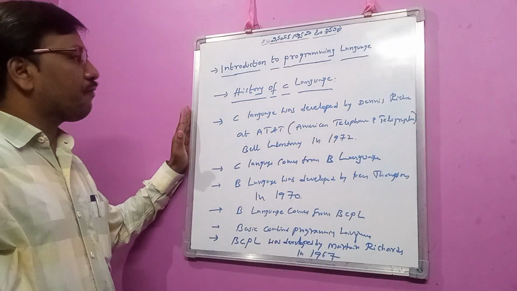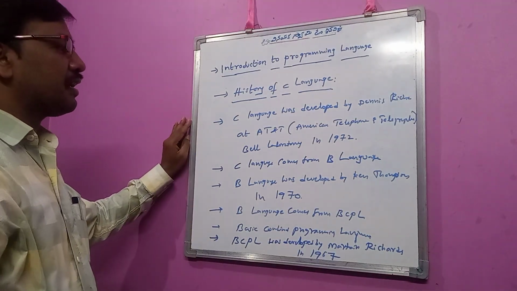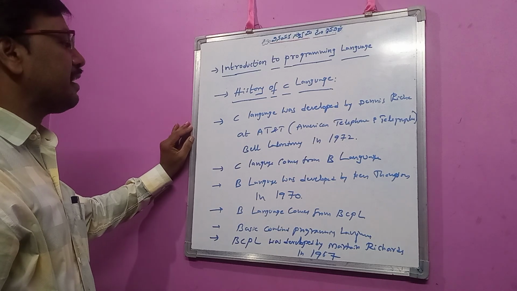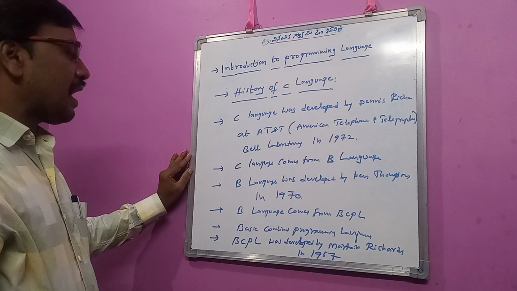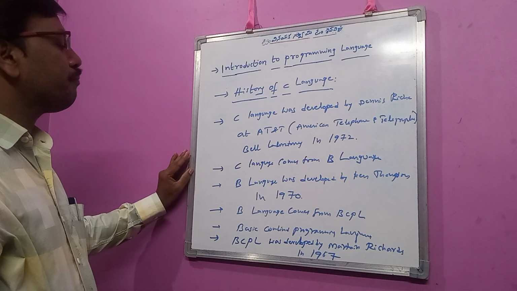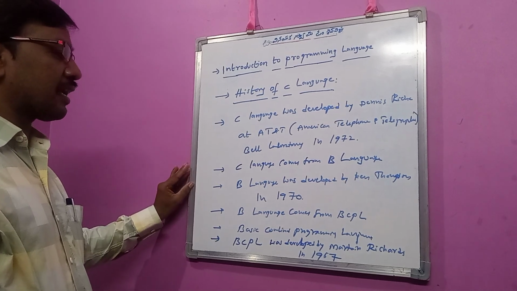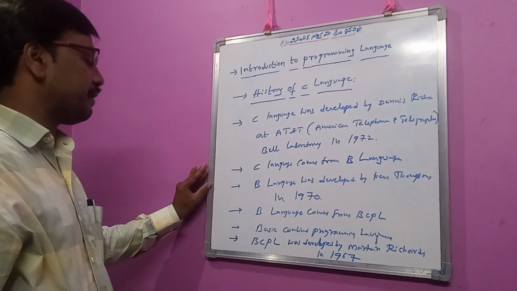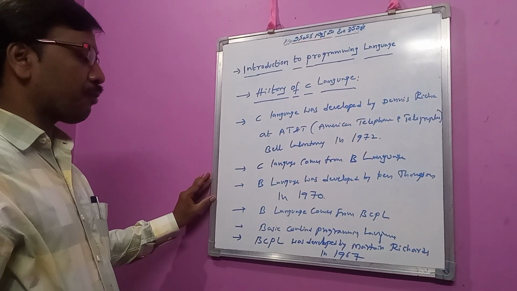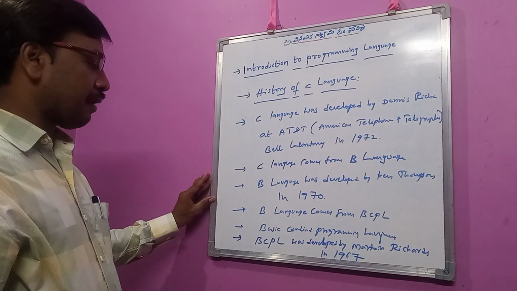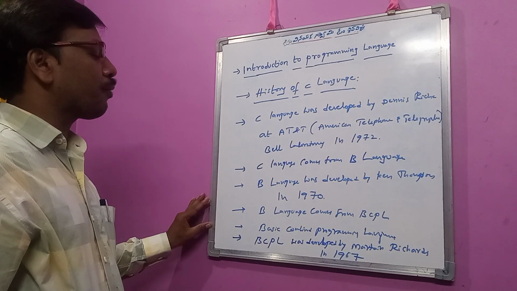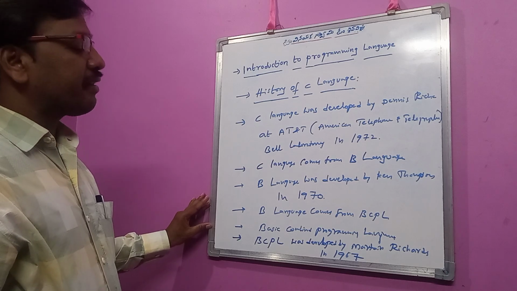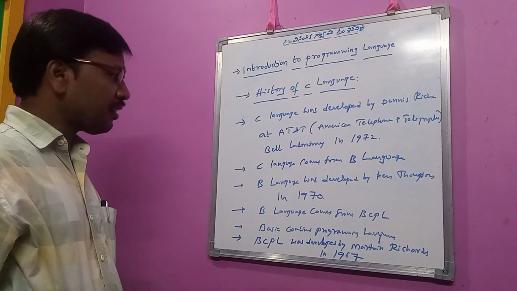This is the history of C language. C language was developed by Dennis Ritchie at AT&T Bell Laboratory in 1972. C language comes from B language. B language was developed by Ken Thompson in 1970. B language comes from BCPL, basic combined programming language. BCPL was developed by Martin Richards in 1967.